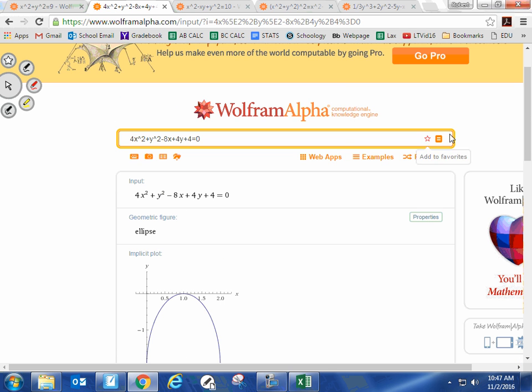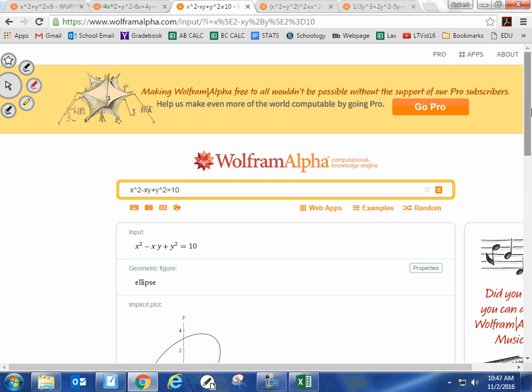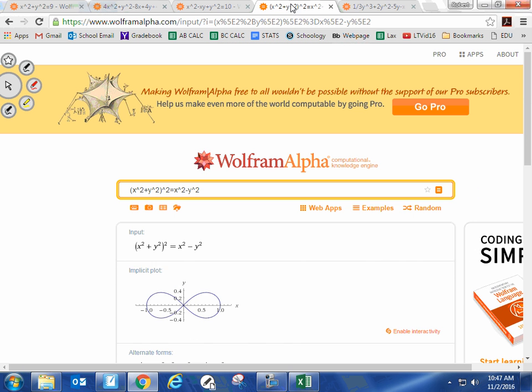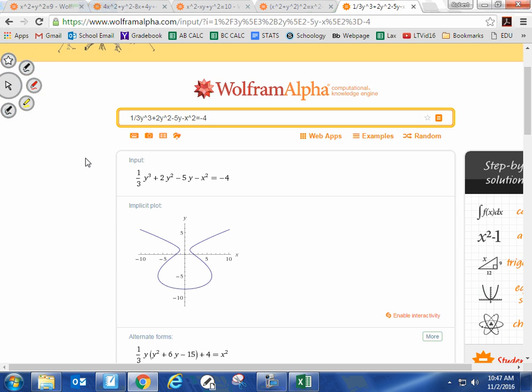But we could have other things. We could have an ellipse that is moved to a certain location. We can rotate an ellipse. We can have something that creates the infinity symbol when you look at all the solutions. We can even have the thing that is in the back of all of our throats as an expression of x's and y's.